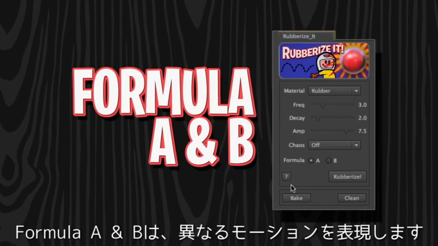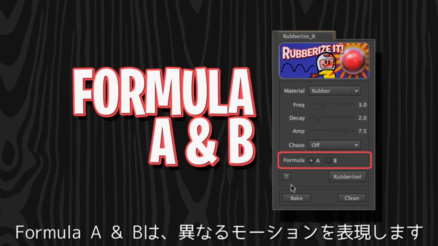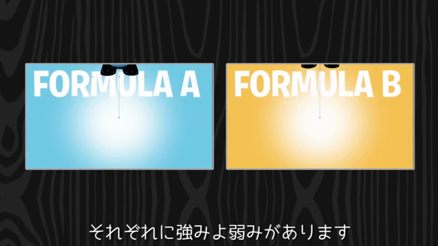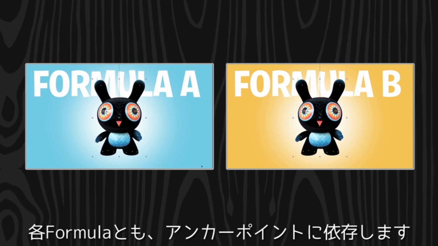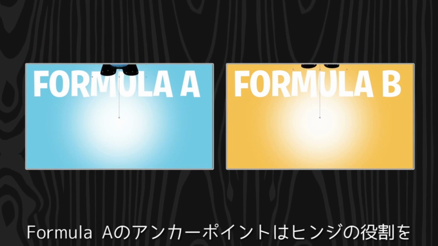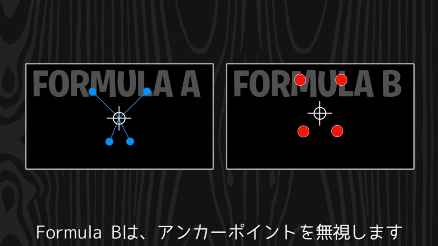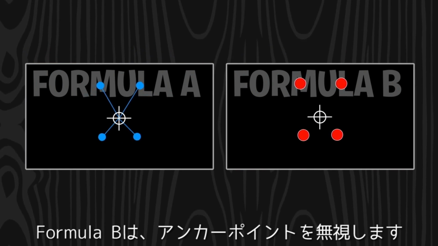The two formulas are variations on the algorithm Dan wrote to create the effect. Each has its strengths and weaknesses. The formulas differ in the way they relate to the anchor point. Formula A is hinged to the anchor point, and Formula B pretty much ignores the anchor point.